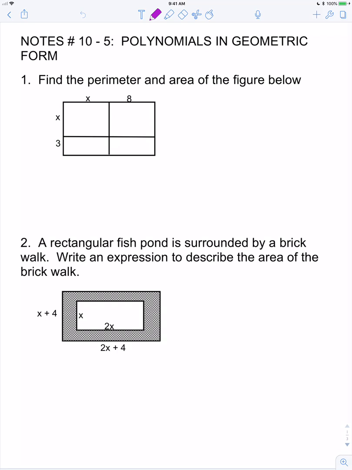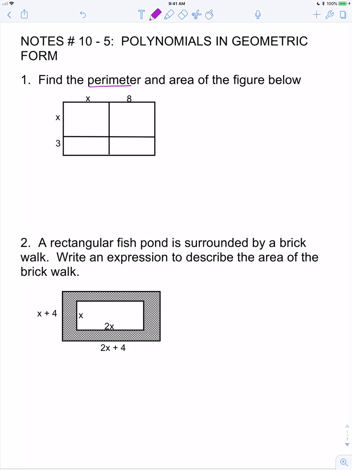Okay, we're going to look at some polynomials in geometric form, and we're going to be thinking about whether we're adding these things or whether we are multiplying these polynomials. So let's just think about what we're doing here. Okay, so find the perimeter.